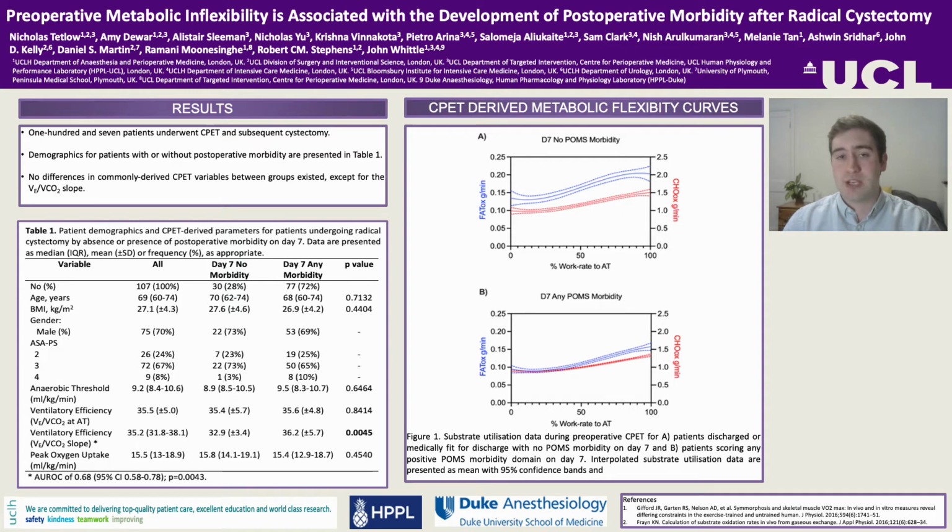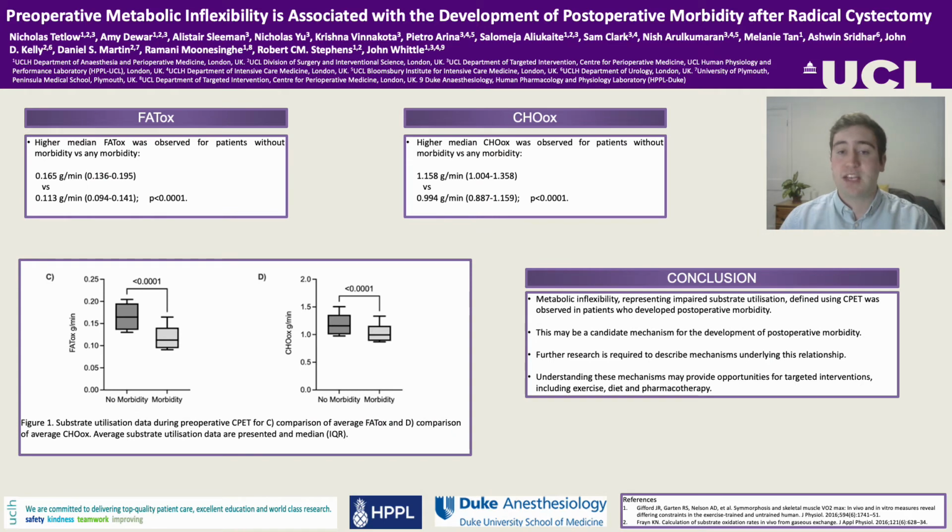Of the 107 patients identified, there were no significant differences in CPET variables between those who did or did not develop morbidity, as in Table 1, except for the VE/VCO2 slope. When we plotted metabolic flexibility curves, we observed distinct visual differences in substrate use. Note how both the profile of fat ox in blue and carbohydrate ox in red is blunted in Figure 1b for the any morbidity group as compared to the no morbidity group above in 1a. These profiles demonstrate differences in the ability to appropriately increase substrate utilization in response to changes in metabolic demand.